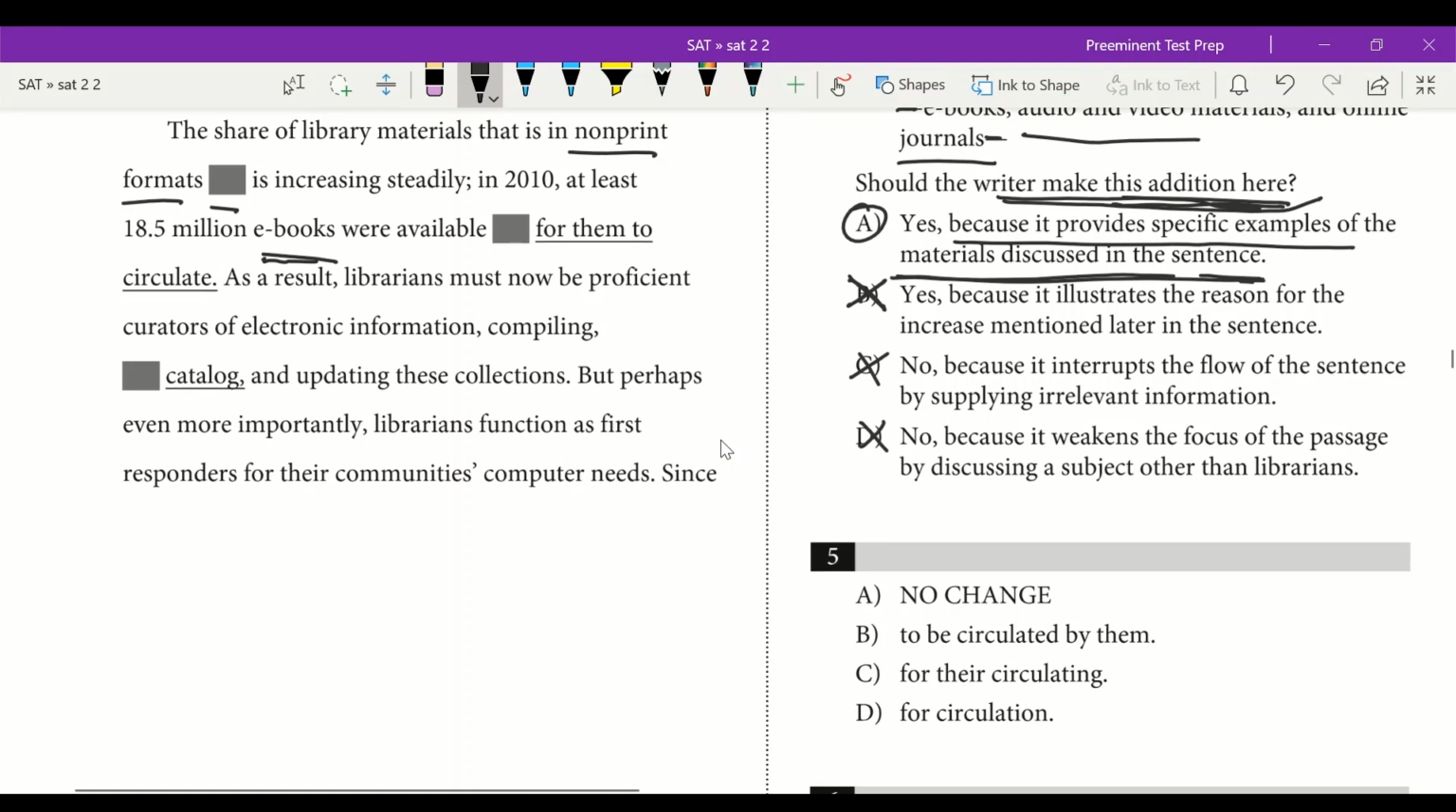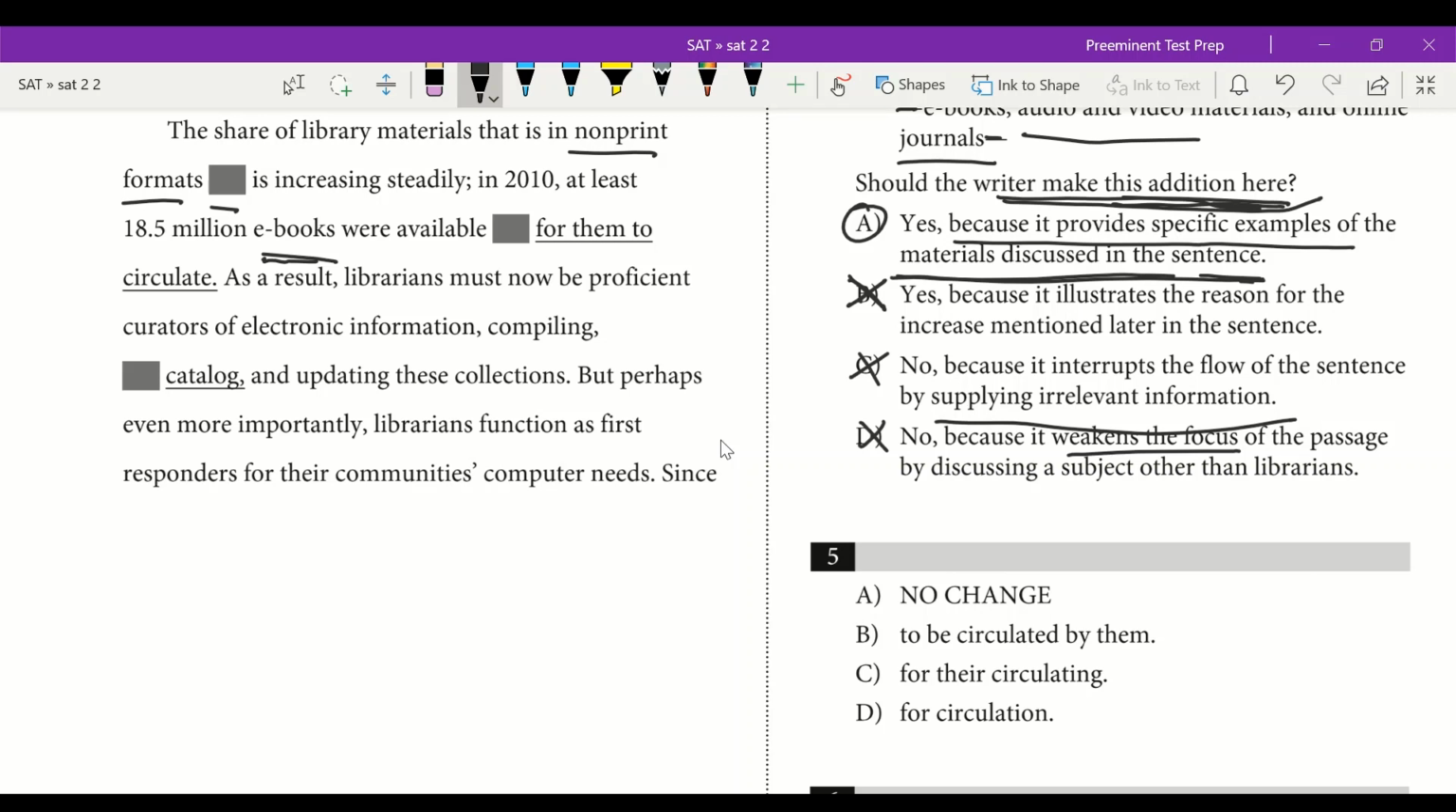And we can read through C and it will say, by supplying irrelevant information, but it is relevant because it's discussing the non-print formats, and the other part D would be because it weakens the focus of the passage by discussing a subject other than librarians, and that doesn't apply either because it's not weakening the focus by talking about what librarians are now using.